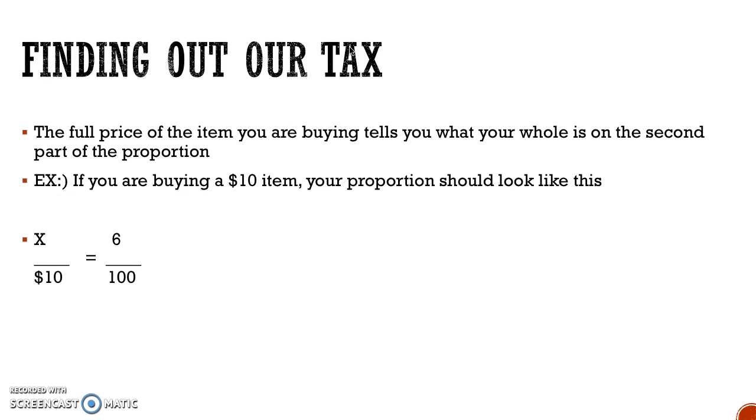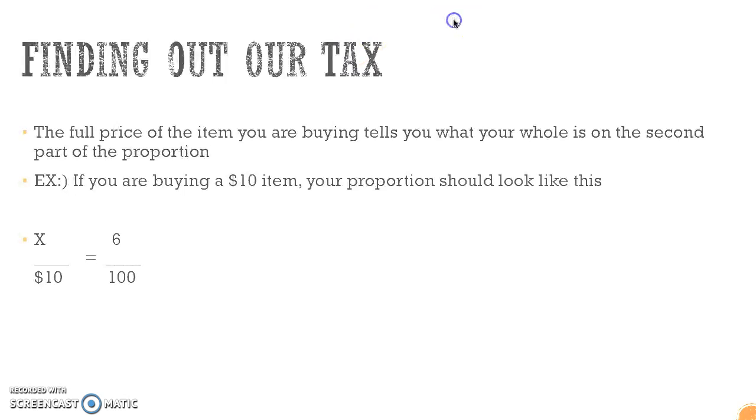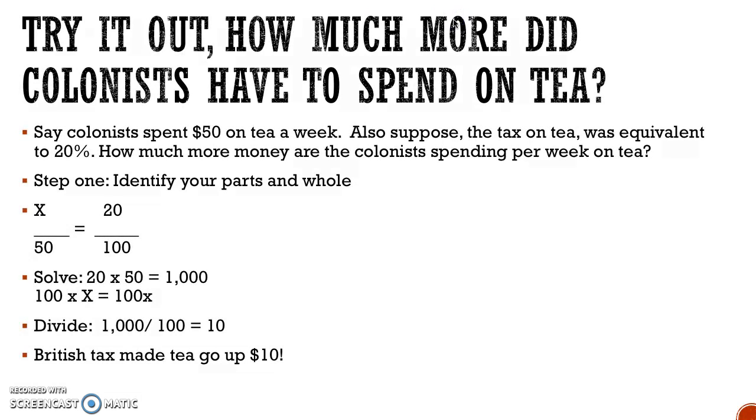Now, finding out our tax on a specific item, you need to find the whole of the other side of the proportion. To find this, the total amount you're paying is the whole of the other side of the proportion. So for example, if you're buying a $10 item, your proportion should look like this: x over 10, the full amount, equals 6, the tax, over 100, the whole amount of percentage. So try it out. How much more did colonists actually have to spend on tea?